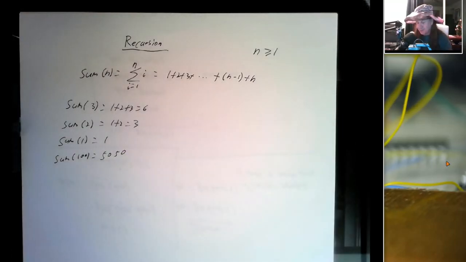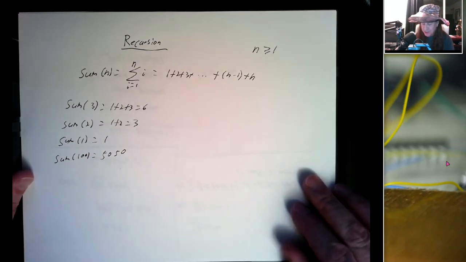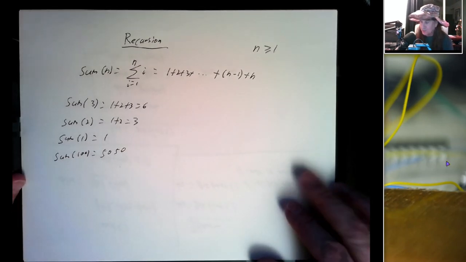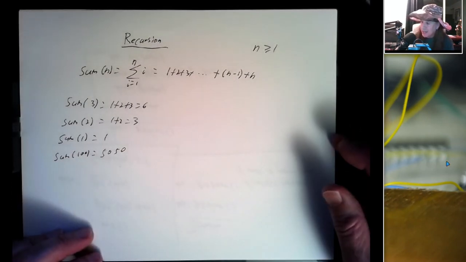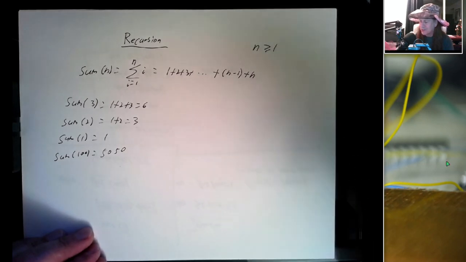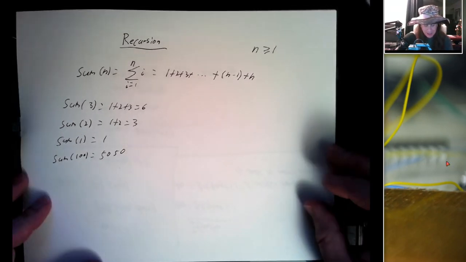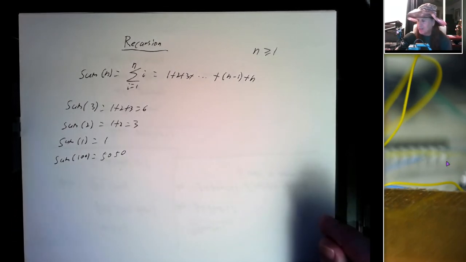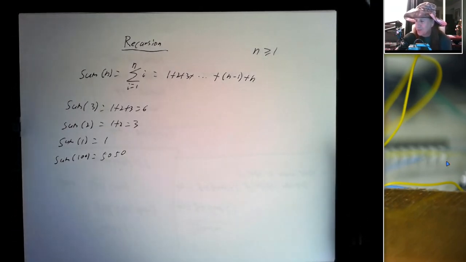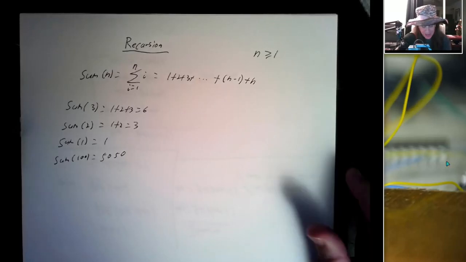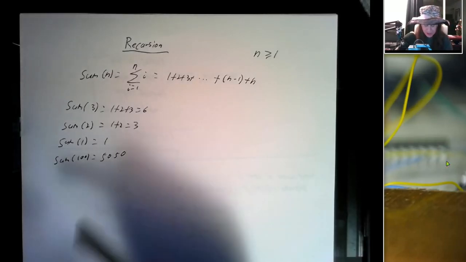A very famous anecdote about a math student in grade school: the teacher asked the class to add up the numbers from 1 to 100 because he wanted the students to be quiet for a while. And the student came back almost immediately and said, "I have the answer," and that was the answer. And he used a different way of adding. So that's a good summation to know.